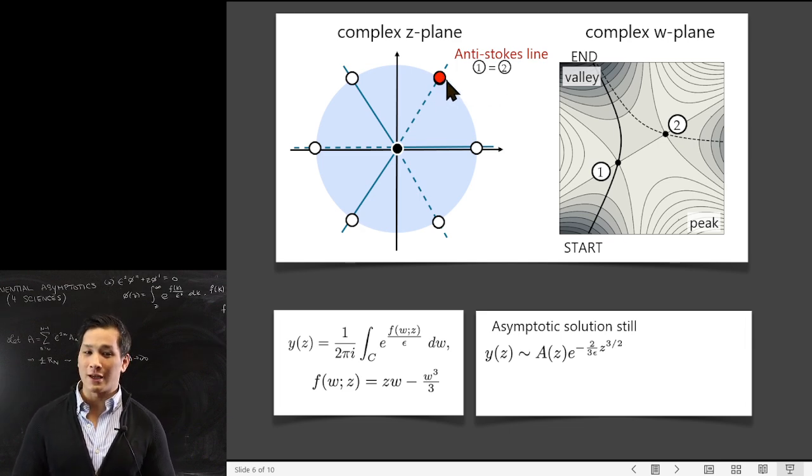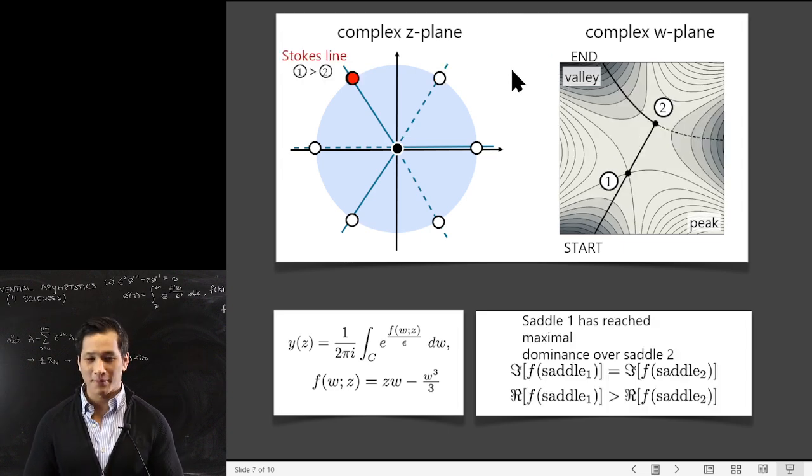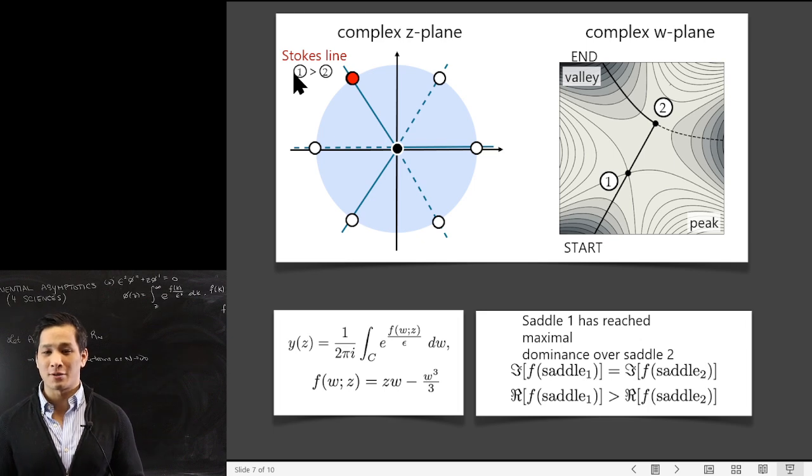It is such the case that at this point, saddle 2 doesn't actually exist. Right. At the Stokes line, remember the criteria for a Stokes line is that saddle point 1 has to reach peak exponential dominance to saddle point 2, because it has to be downhill and it has to be connected by a steepest descent line. So that's why we use this notation of 1 greater than or equal to 2, 1 greater than 2.